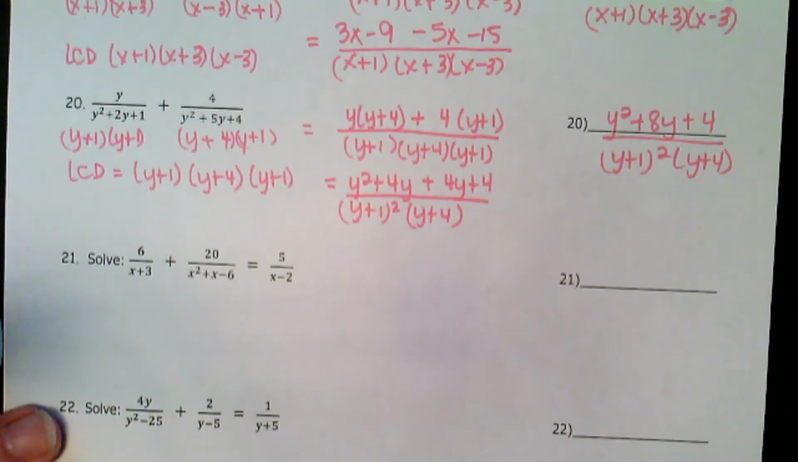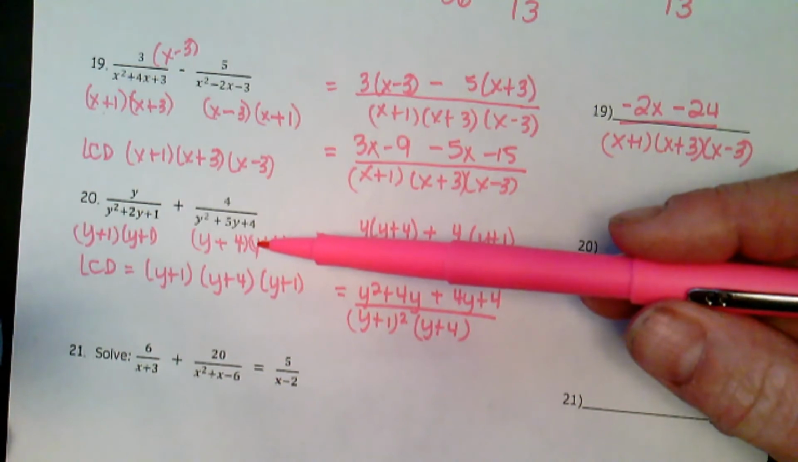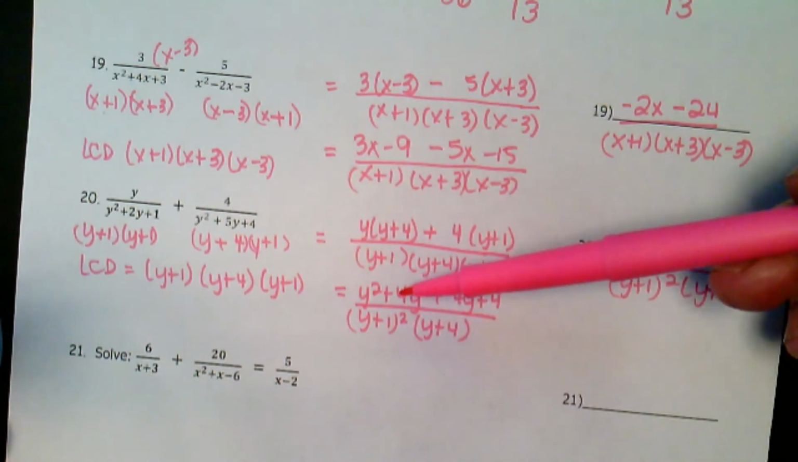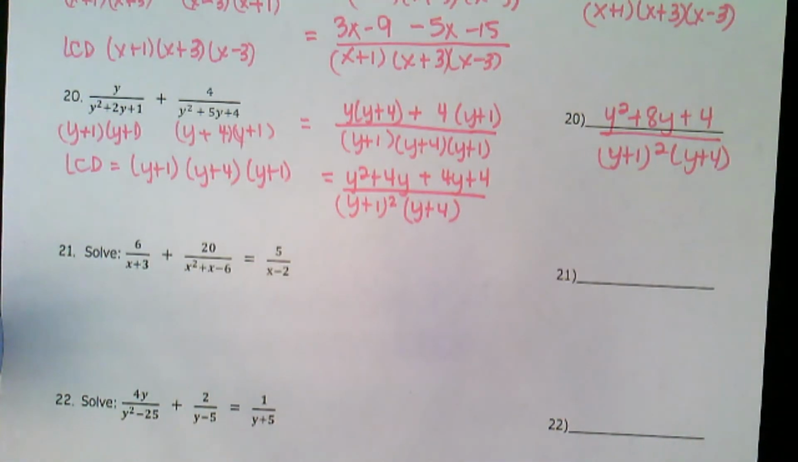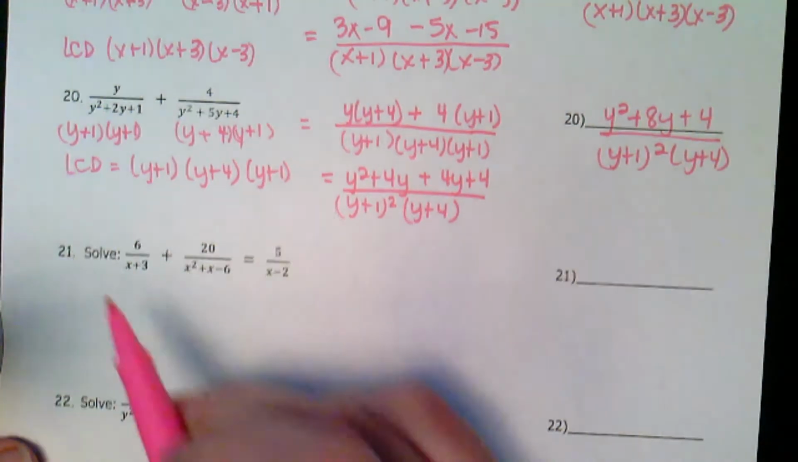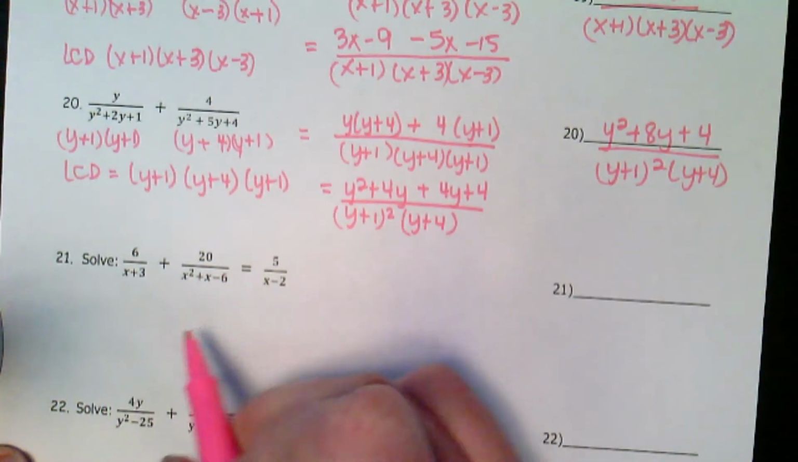Right, number 21, we were doing expressions, which means there's no equal sign. When we turn it into an equation, then we're actually solving and given a value for x. So same type of thing, we need our LCD.